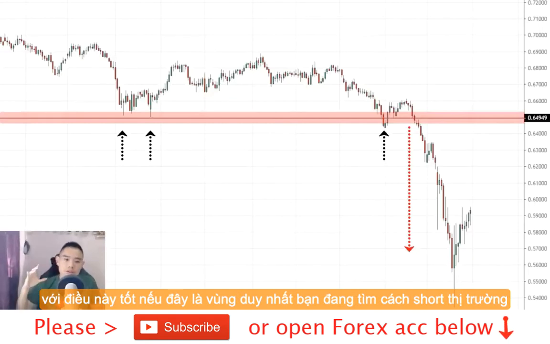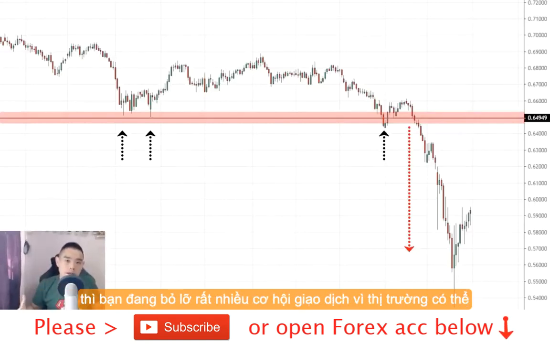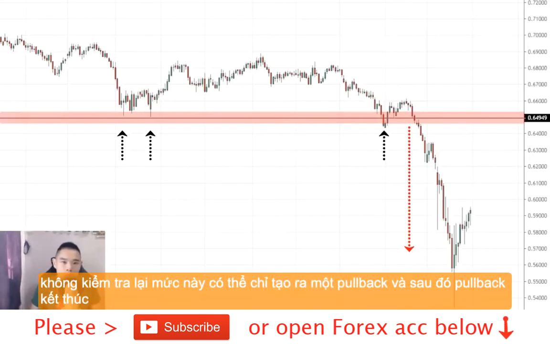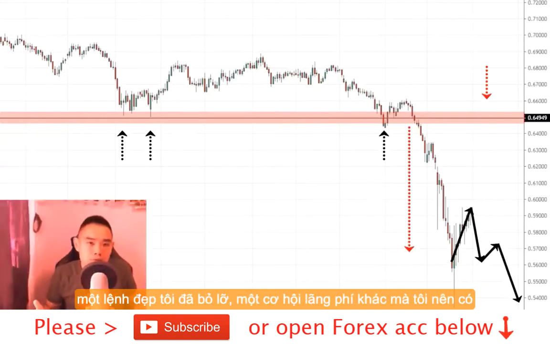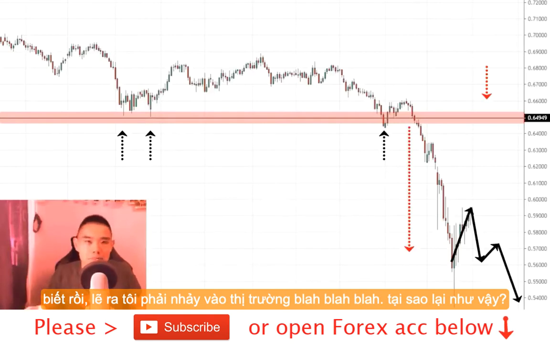Well, if this is the only area that you're looking to short the market, then you're missing a lot of trading opportunities. Because the market might not retest this level. It might just make a pullback, and then the pullback ends and continues lower. And when that happens, you're watching on the sidelines, man, not another move that I missed, another wasted opportunity. I should have known it, I should have chased the market, entered the market, blah blah blah.